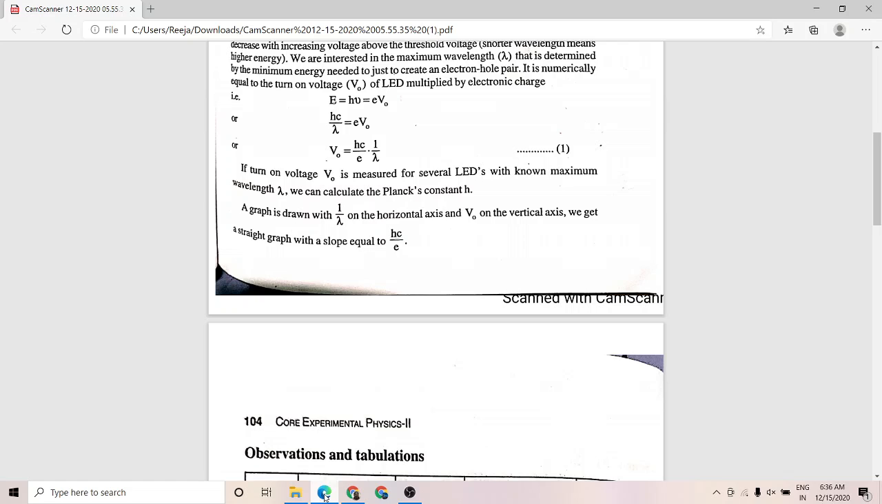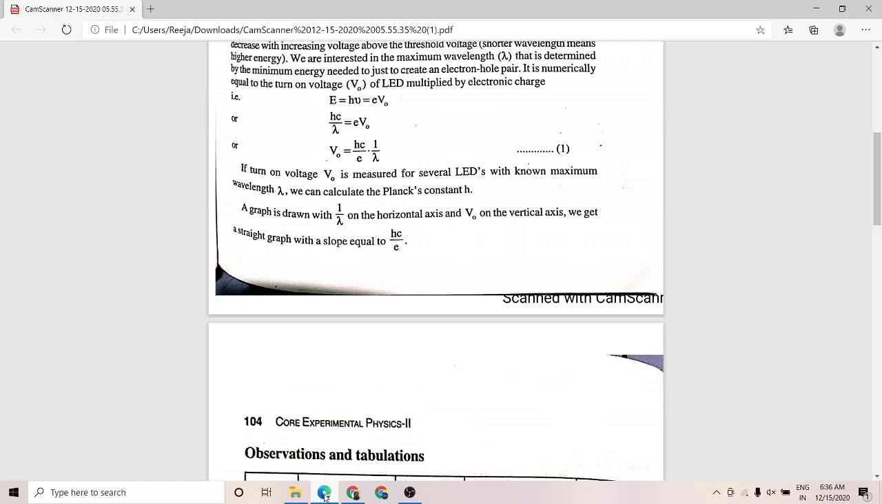One is it must be forward biased, and the second one is the applied forward bias potential must be above a minimum threshold value. Now when these conditions are satisfied, in this semiconductor electron hole pairs are produced. When these electron hole pairs recombine, a photon of energy is released, and these photons will have a wavelength corresponding to the visible region of the electromagnetic spectrum, and we can observe those photons as visible light. Okay, so this is the principle behind the working of an LED.